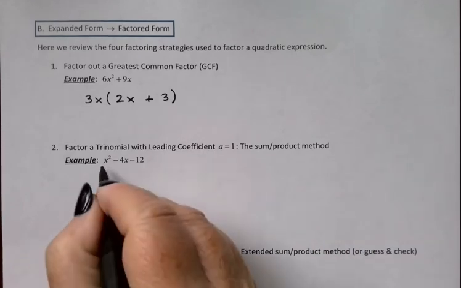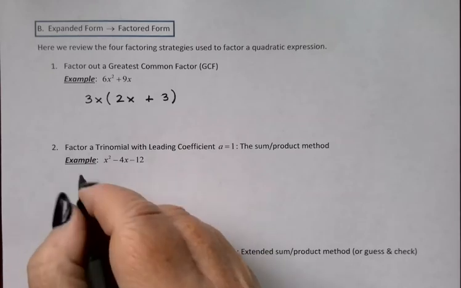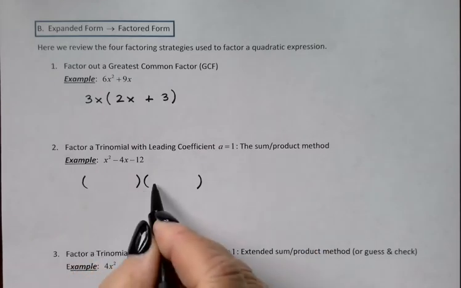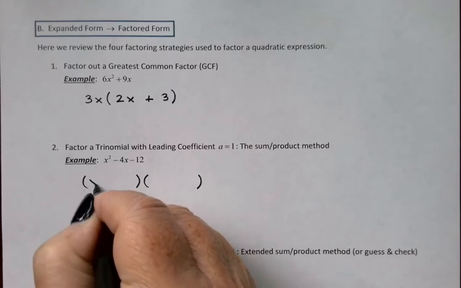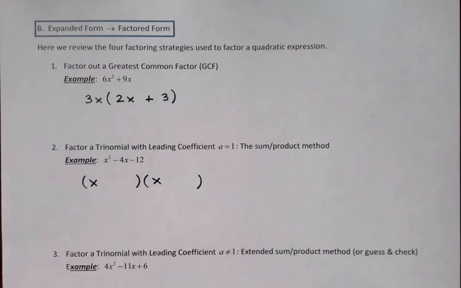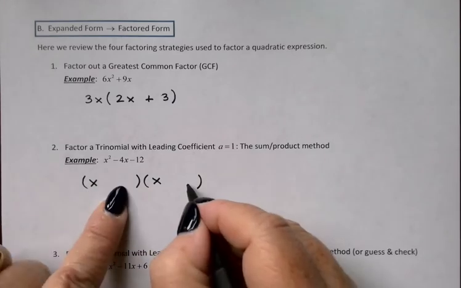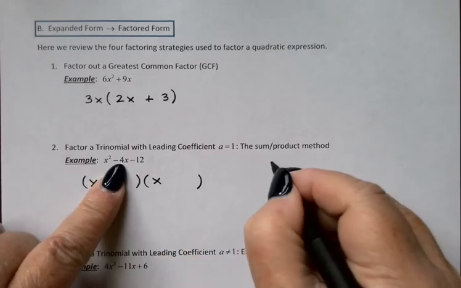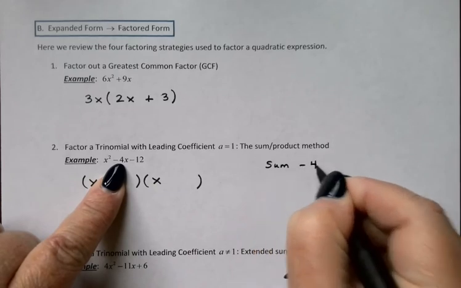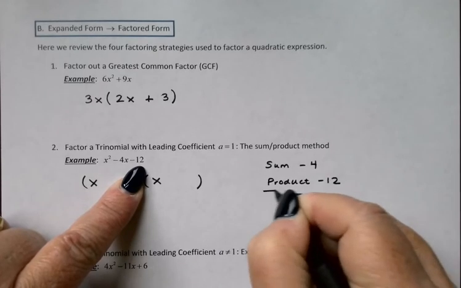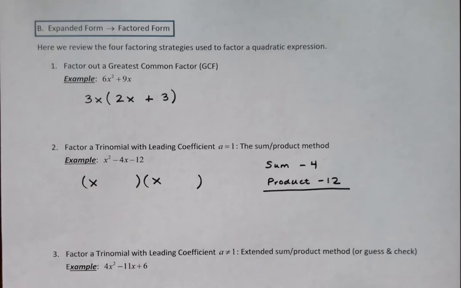First of all, when I have a quadratic trinomial, I'm always going to try to factor it in such a way that it's a binomial times a binomial. And I'm going to start with x in each one. X times x gives me that x squared. Now to figure out the two numbers that go at the ends of each binomial, I'm going to look for two numbers that have a sum of -4 and a product of -12. So two numbers that add up to -4, but when I multiply them, I get -12.